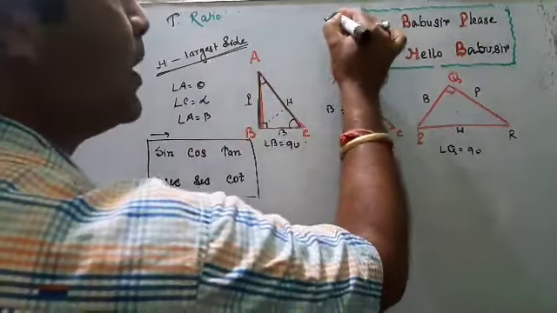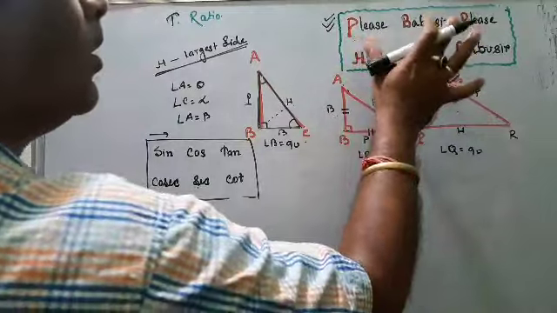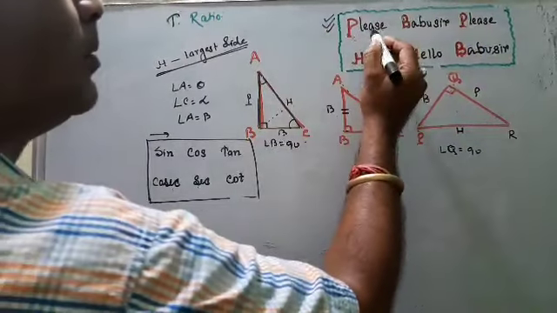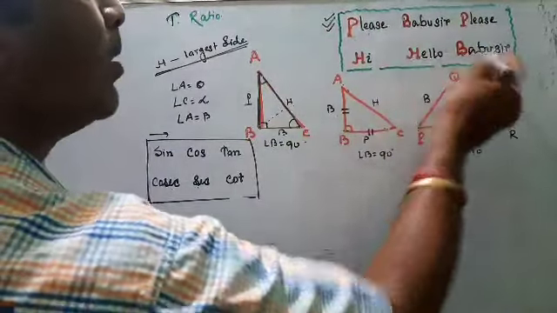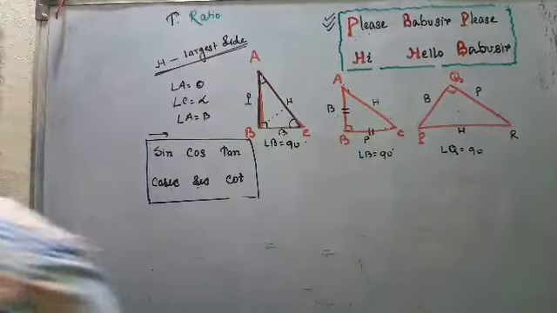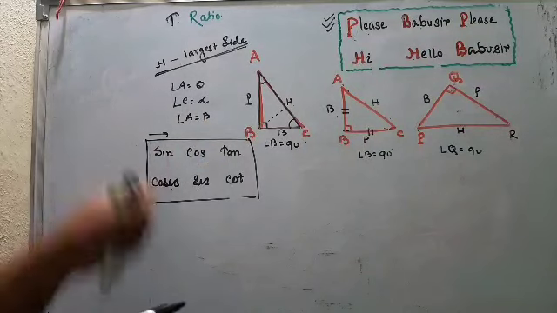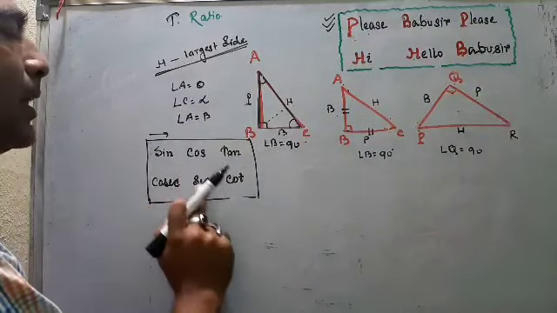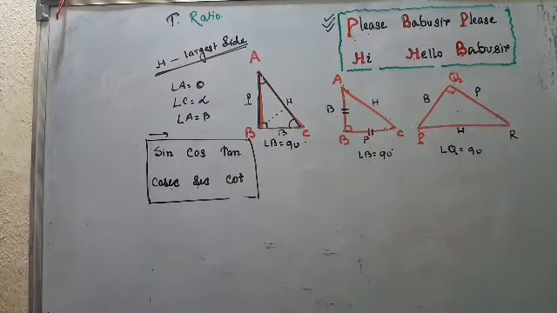And here is also a trick. Read this one, please, Babu sir. Please, hi, hello, Babu sir. This is a trick I use. Don't worry. So these are the ratios: sin, cos, tan, cosec, sec, cot.